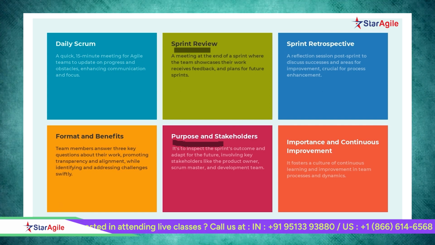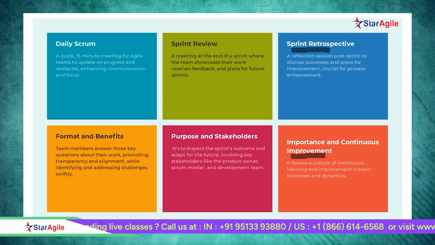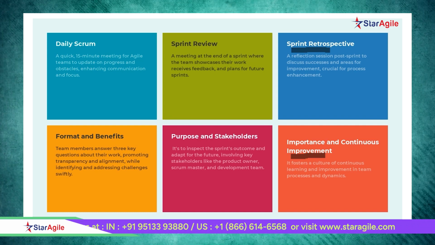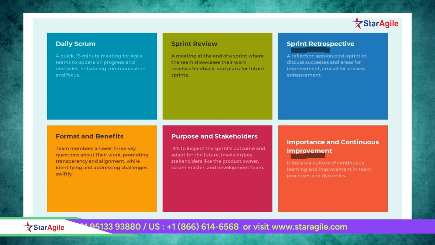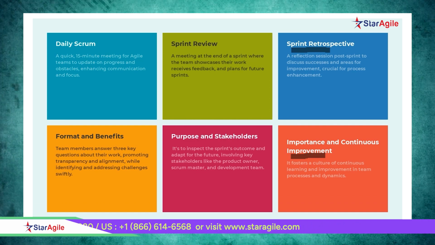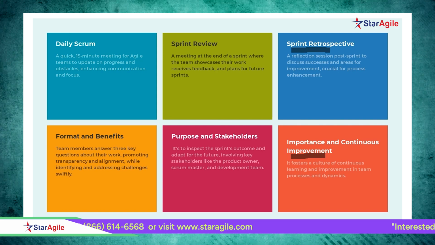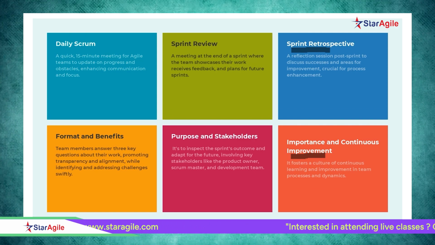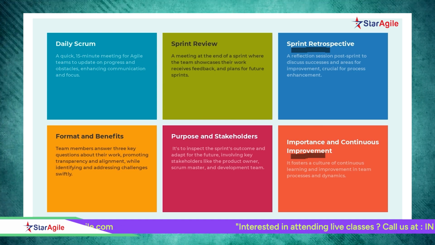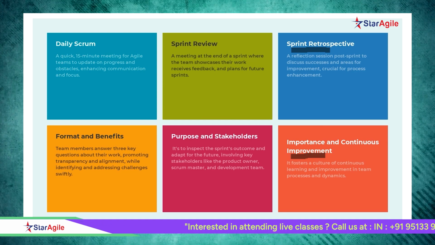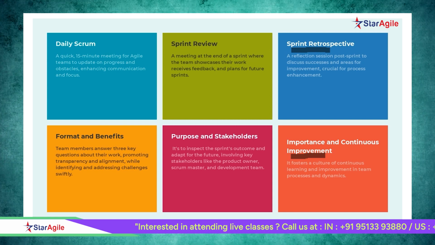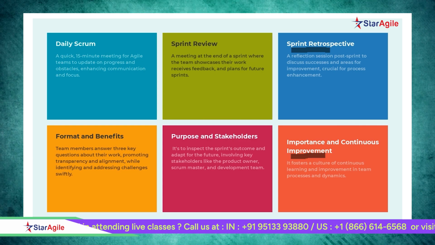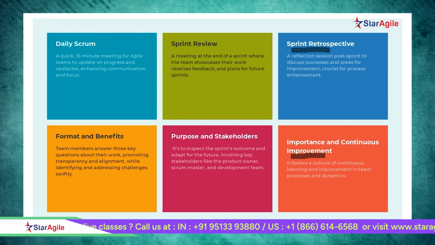Post-sprint review, we have one more important event, the sprint retrospective. Its primary purpose is to enable the Scrum team to reflect on their process, identify areas for improvement, and make actionable plans for change. The sprint retrospective involves the entire Scrum team, which includes the product owner, Scrum Master, and the development team. It's crucial for all team members to participate actively in the retrospective to ensure diverse perspectives and input.